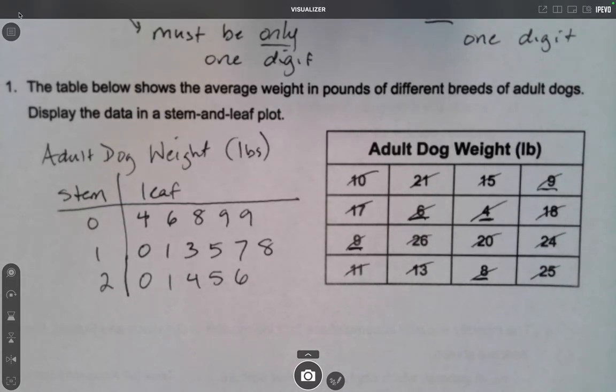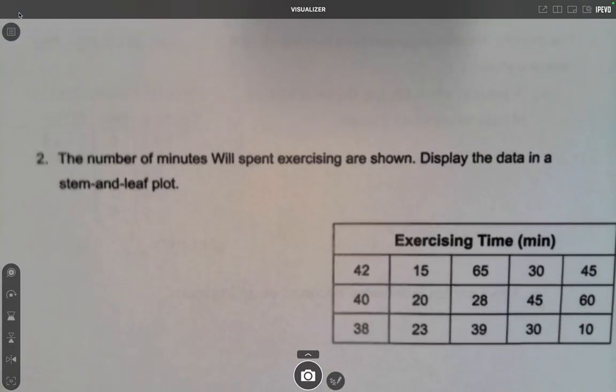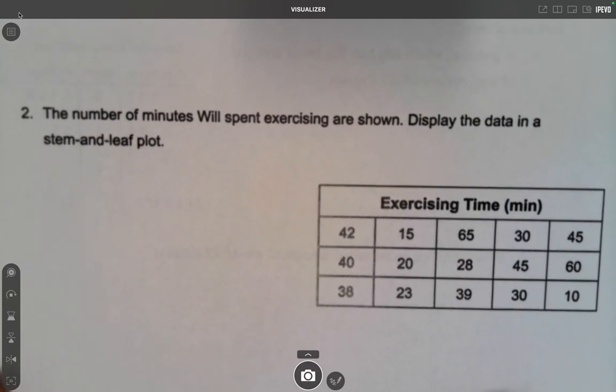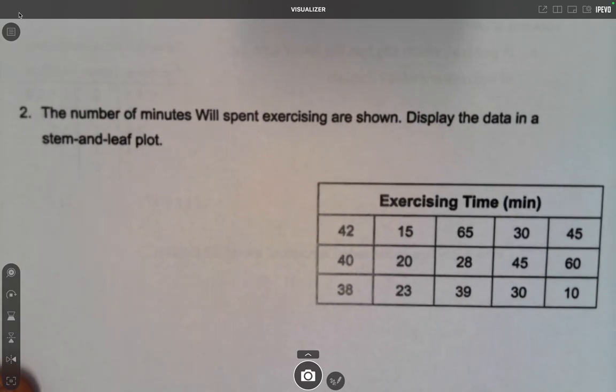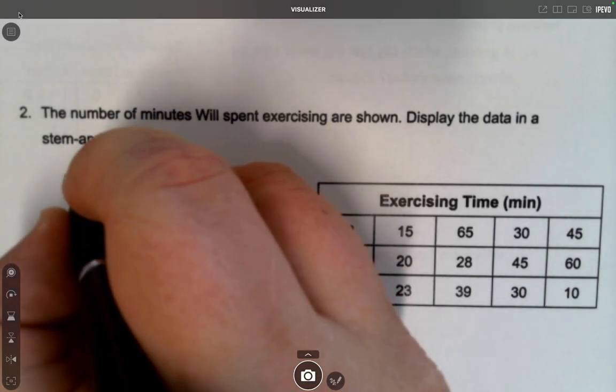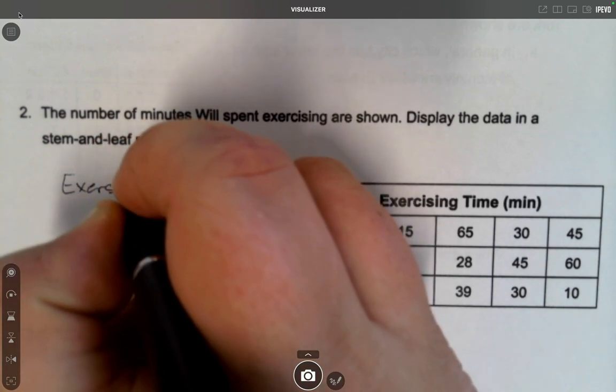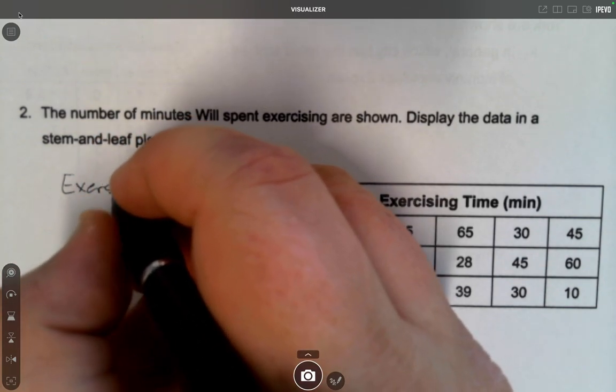Okay, next one. The number of minutes Will spent exercising are shown. Display the data in a stem and leaf plot. So I will again give it a title, exercising. I did not spell that correctly. Let me try that again.